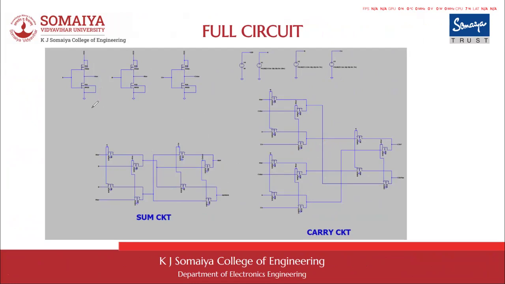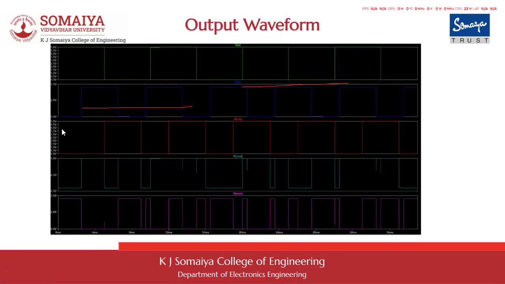So as we can see, we have our inverters over here. These take A, B, and Cn as our input, and they give us A bar, B bar, and C bar as an output. These are our input voltages. So VDD for our inverters, and then we have A, B, C, our three inputs. This is our sum circuit, and this is our carry circuit, which we had a look at a while back.